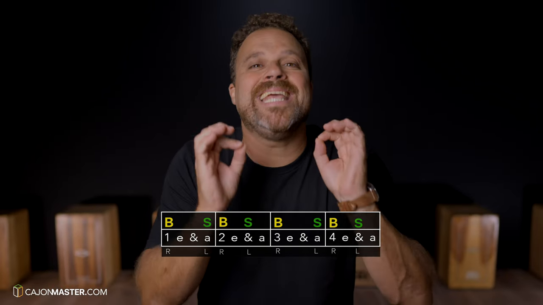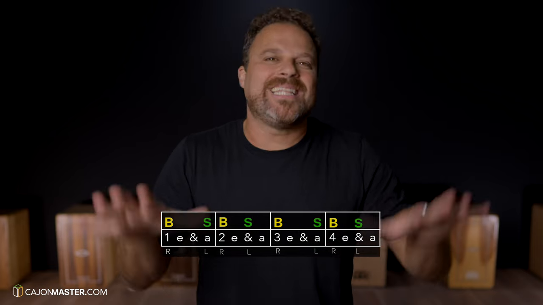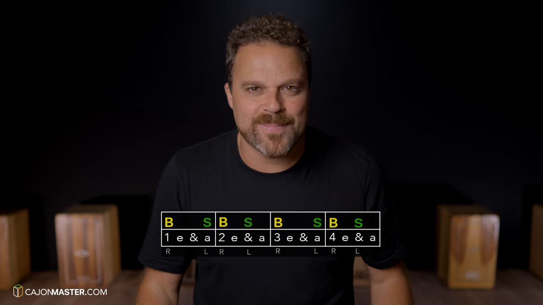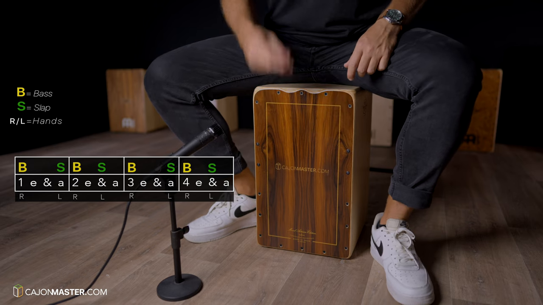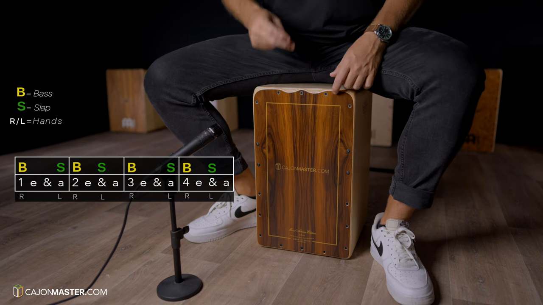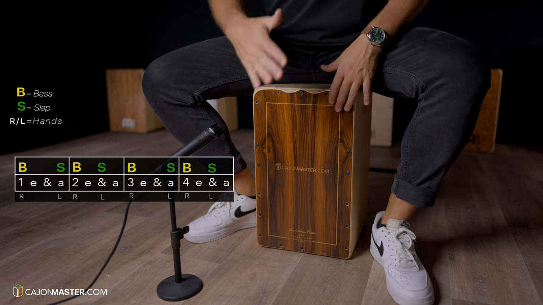Level 1. The first level is the base of the groove, where we play only the accents of the groove. Let's try it nice and slow at 60 BPM. 1, 2, 3, 4.